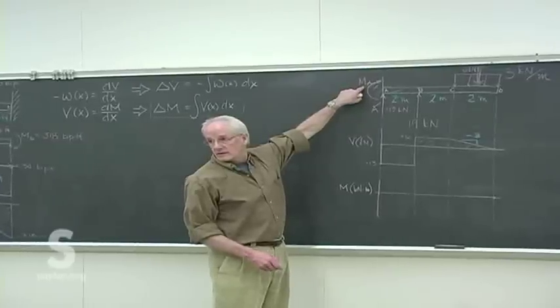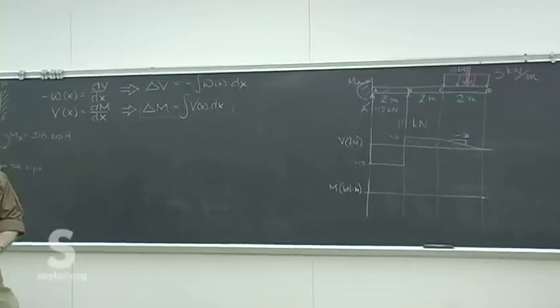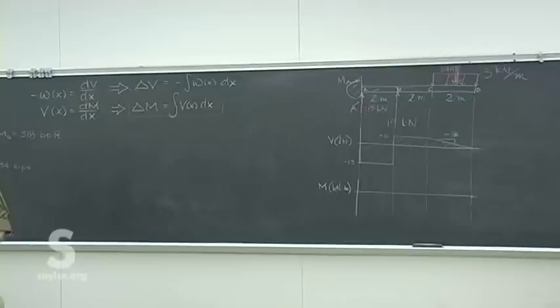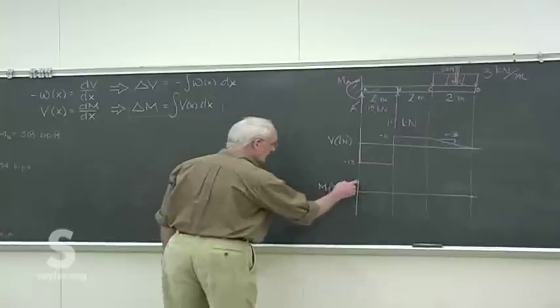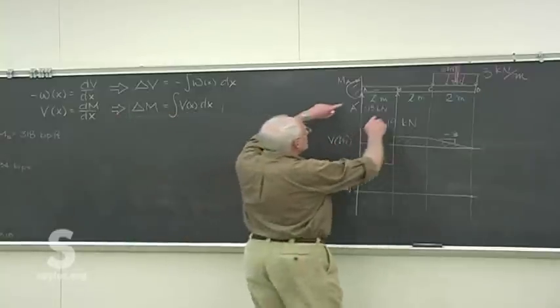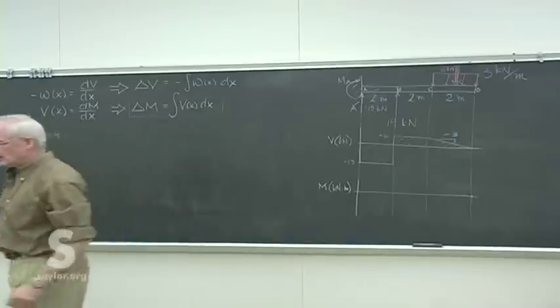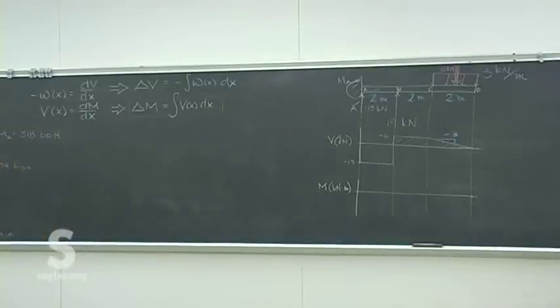What do you have for the moment supplied by the wall, the reaction supplied by the wall? You're going to need that. That's going to give us the starting point on the moment diagram. It's not zero there because of the cantilever support. It immediately puts a moment in the beam. And you can figure it out by summing the moments about A and using the equivalent point load of the distributed load. Be careful, don't forget that's not actually there.